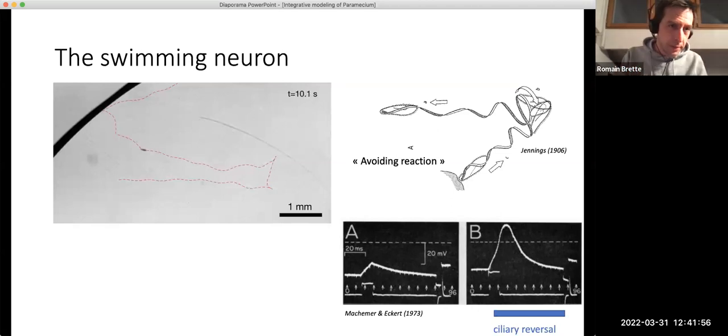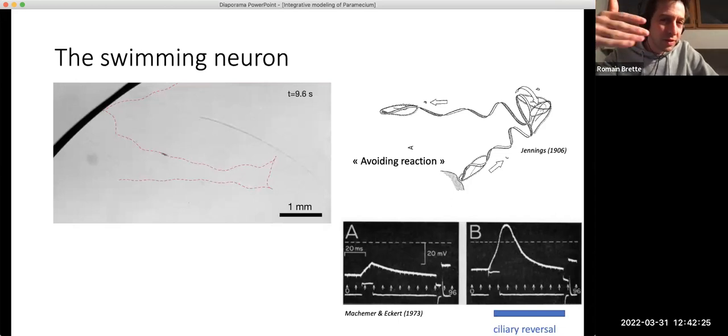This happens because this is a calcium-based action potential. During the action potential, calcium enters into the cilia and binds to different things in the cilia, and that makes the cilia direction revert for a brief time until calcium is expelled. So in the 70s and 80s, a few people working on this called paramecium the swimming neuron. It's a little bit like a neuron, even at the molecular and biophysical level, there are many similarities, as you'll see.